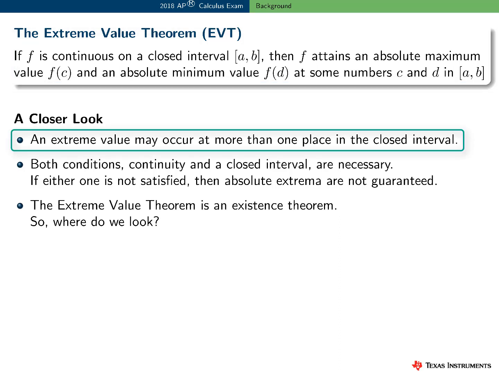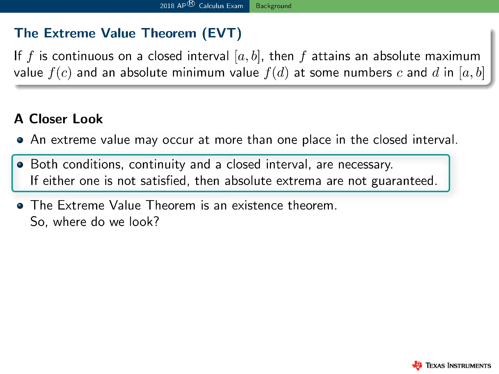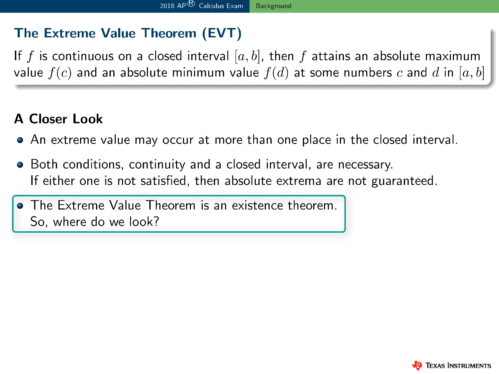Here's a closer look at this theorem. An extreme value may occur at more than one place in the closed interval. Both conditions, continuity and a closed interval, are necessary. If either one is not satisfied, then absolute extreme values are not guaranteed. Now, they may exist, but we can't say for sure. And the extreme value theorem is an existence theorem. It guarantees the existence of the extreme values. So now the question is, where do we look?